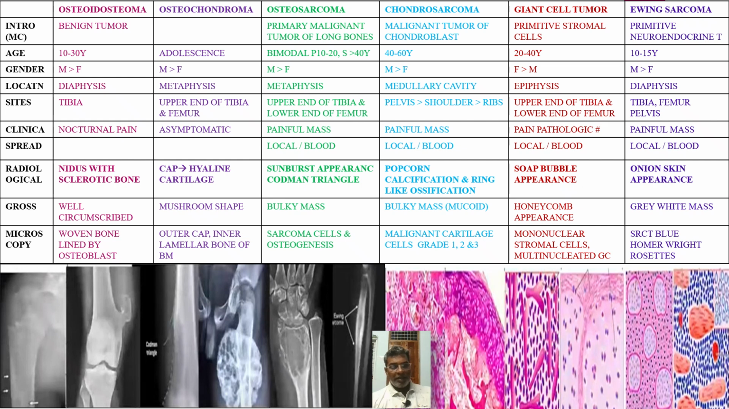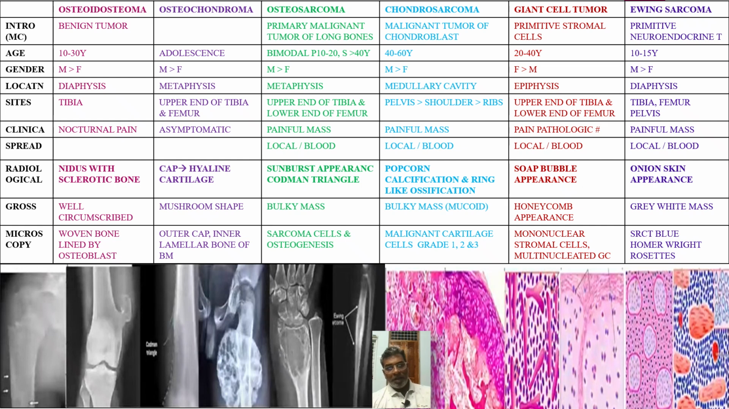Osteosarcoma is a primary malignant tumor of bone and a bimodal population is involved. That is primary in the 10 to 20 years age group and secondary in more than 40 years age group. Metaphyseal region, upper end of the tibia and lower end of femur. It is a painful mass, spread local or by blood. Characteristic radiological findings will be sunburst appearance and Codman's triangle. It is a bulky mass with osteogenesis and sarcoma cells.